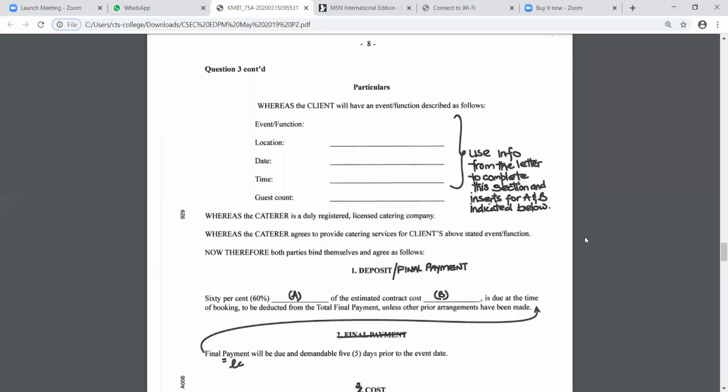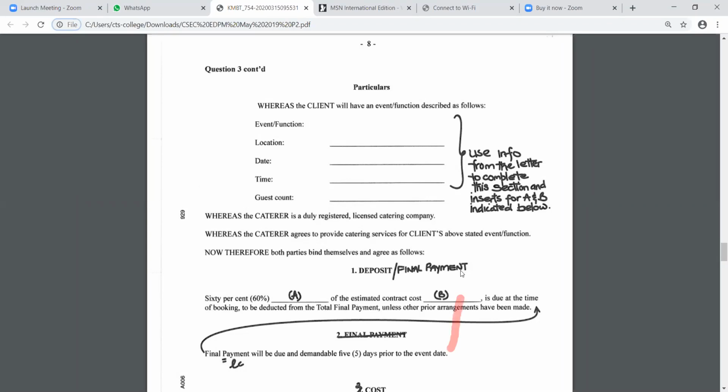Deposit, number 1, deposit. Are you all seeing that line? Next to deposit, what are you guys putting? What are you all seeing written in there? Final payment. There's a slash, right? Slash final payment. Understood, everybody?